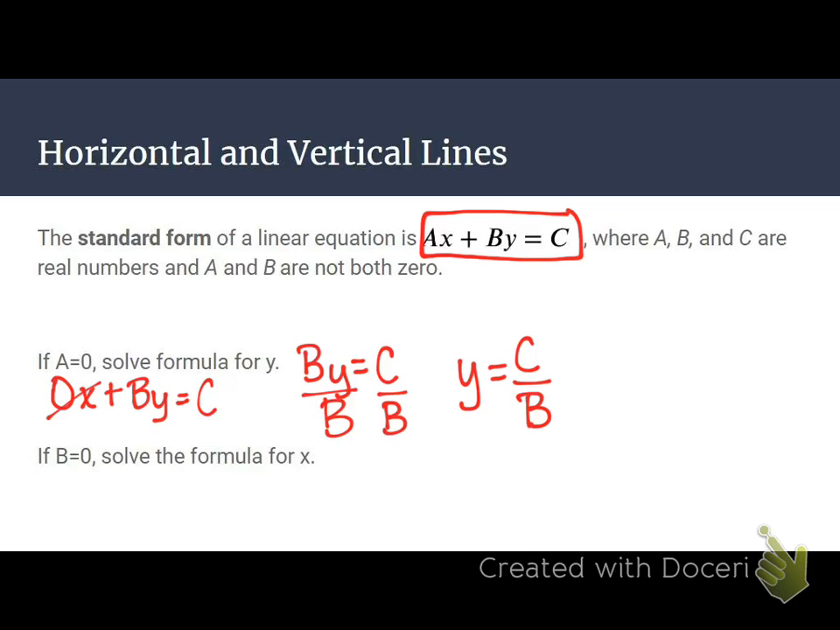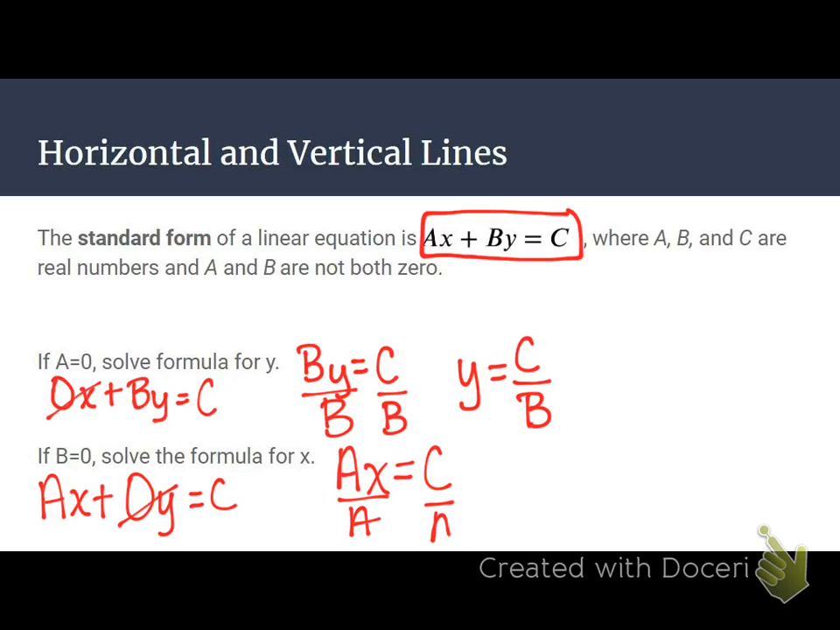Okay, next we're going to see what happens if b is equal to 0. So we have ax plus 0y equals c. Again, 0 times anything is 0, so that just goes away. We're left with ax equals c. To get x alone, we would divide by a, and x would be equal to c divided by a.